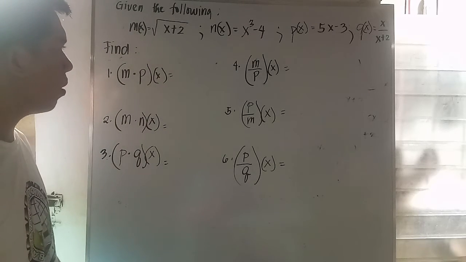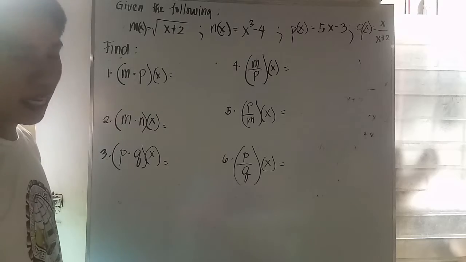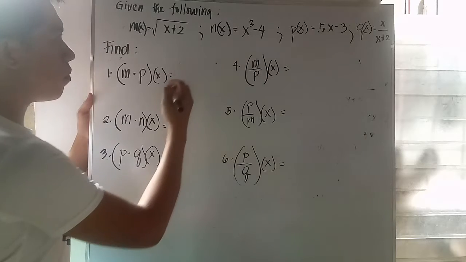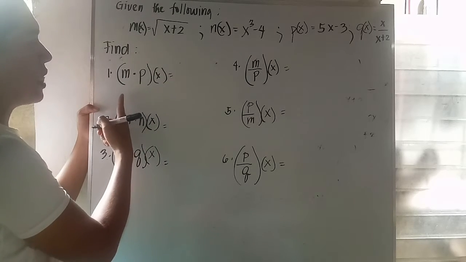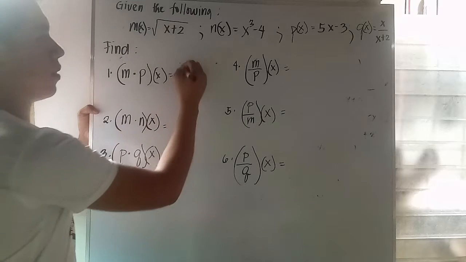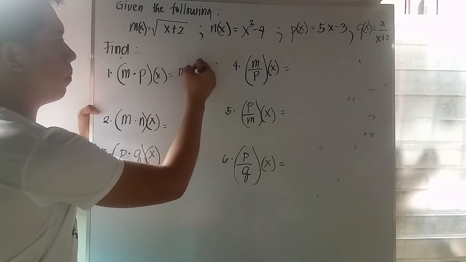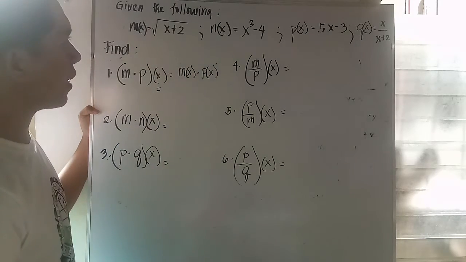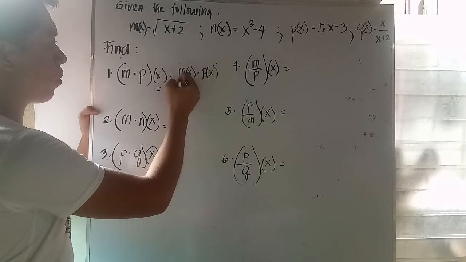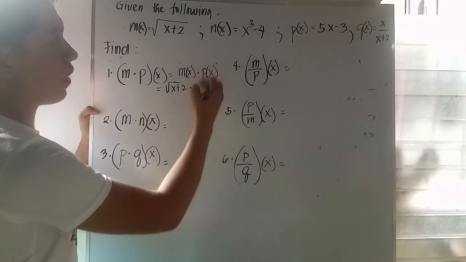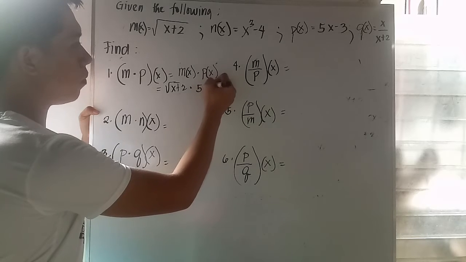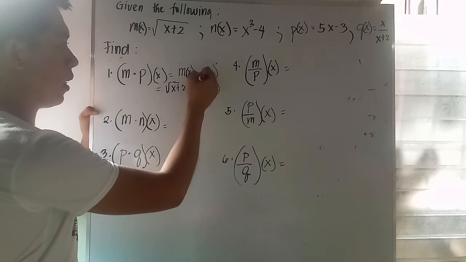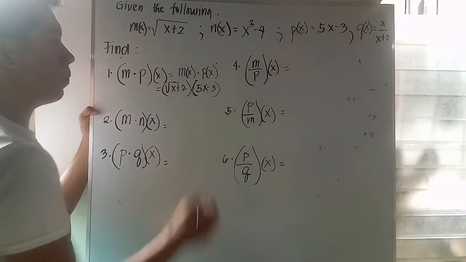First, we have m and p of x, the product of m and p of x. This means we're going to multiply the m of x and p of x. So by definition, this will become m of x times p of x. So what is our m of x? Here, square root of x plus 2, and our p of x, we have 5x minus 3. We will multiply these two.